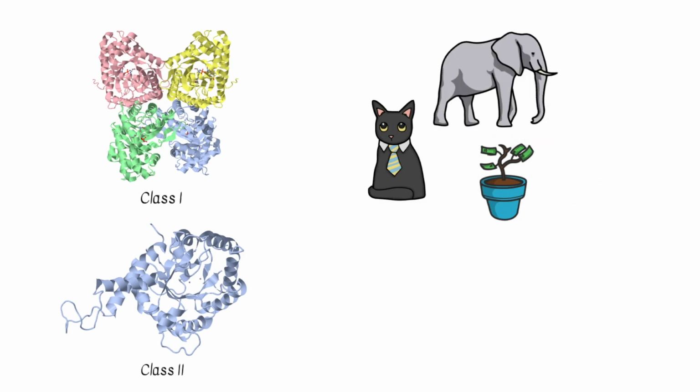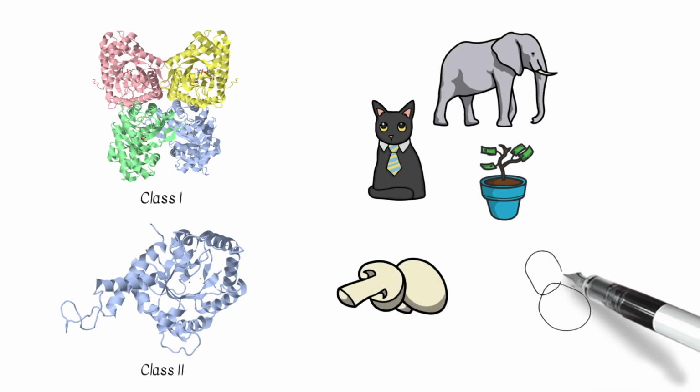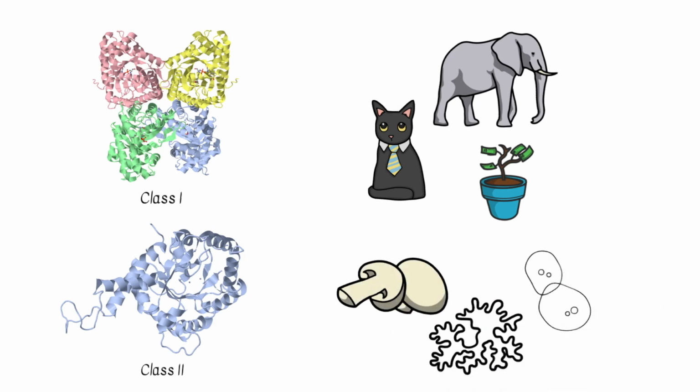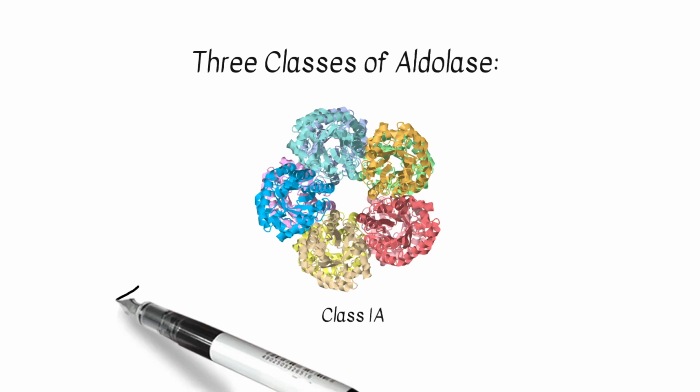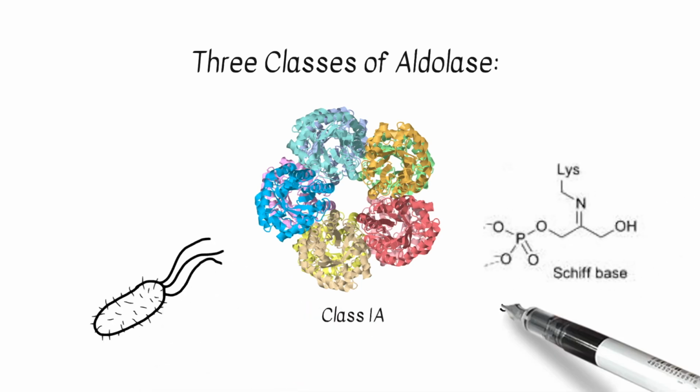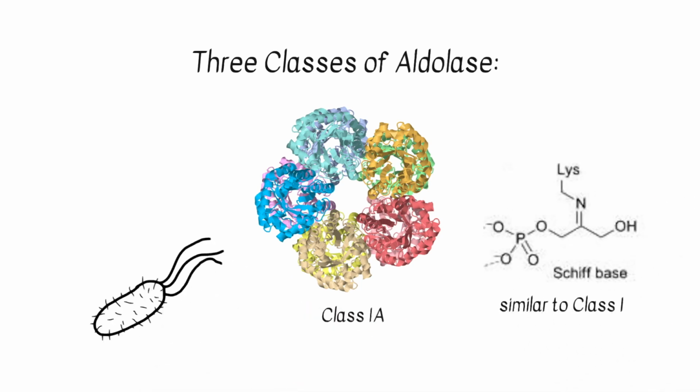Class 1 aldolases are typically found in higher eukaryotic organisms, like plants and animals, while Class 2 aldolases are more common in morphologically less complex eukaryotic organisms, such as protozoans, fungi, yeast, and algae, in prokaryotes as well as some archaea. Finally, Class 1A aldolases are found in archaea, and have a similar mechanism of action as Class 1 aldolases. They have been reported to exist as homooctamers, decamers, or even higher oligomers.